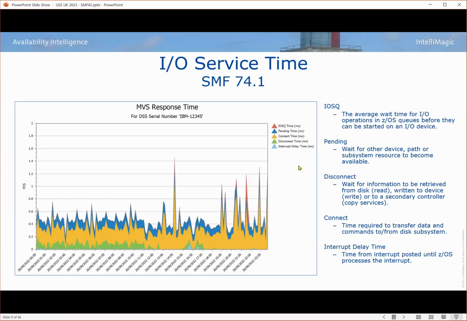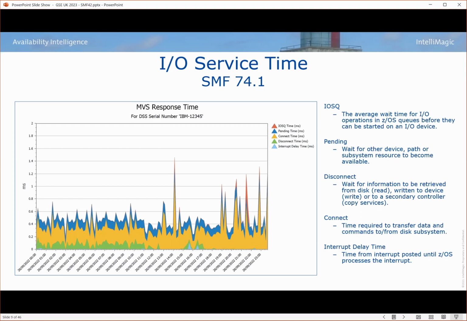So if we look at this visually, and we're using our IntelliMagic Vision software here to look at the data, the I/O service time for a particular day is made up of these components. Now you notice that in our representation, we actually do include interrupt delay time, which is light blue here. Because as far as the application is concerned, the I/O did take so many milliseconds, for example, and part of that was actually the delay for processing the interrupt.